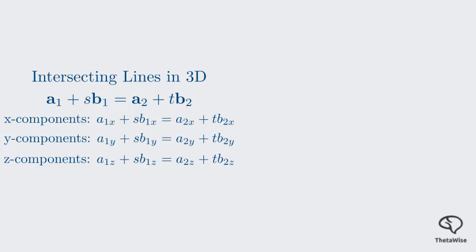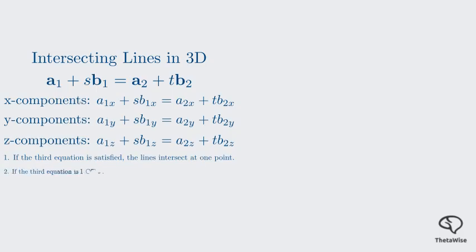Solving a system of 3 equations with only 2 variables is different from the 2D case. The process is to first solve 2 of the equations for s and t, and then substitute these values into the third equation. This third equation acts as a consistency check. There are 3 possible outcomes. First, if the third equation is satisfied, the system is consistent, and the lines intersect at a single point. Second, if the third equation is not satisfied, the system is inconsistent, and the lines do not intersect.